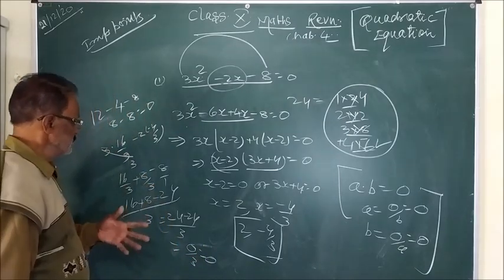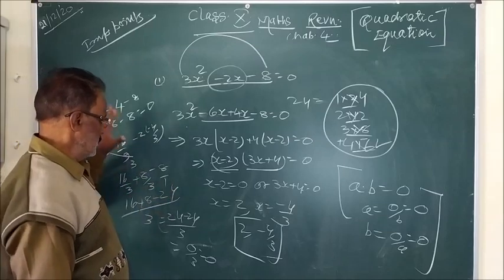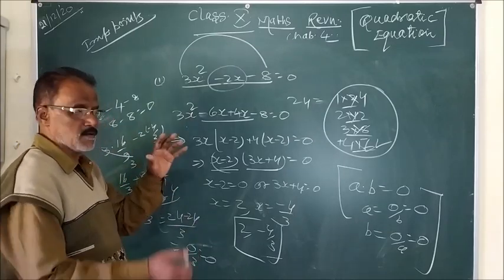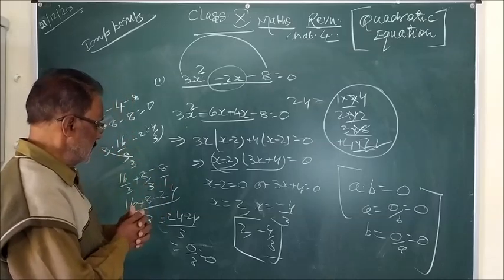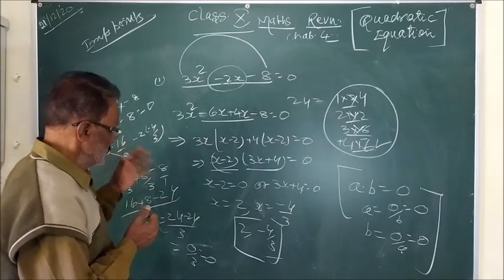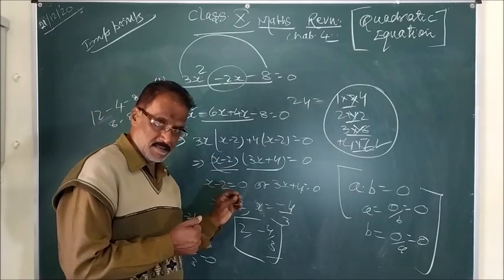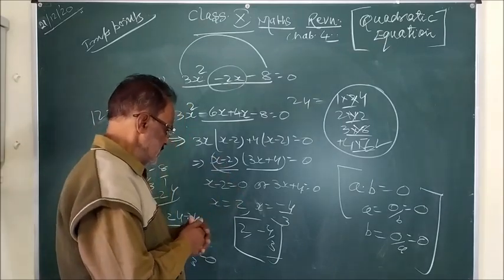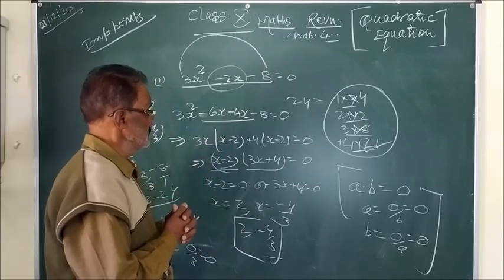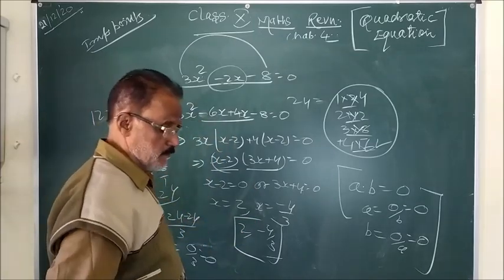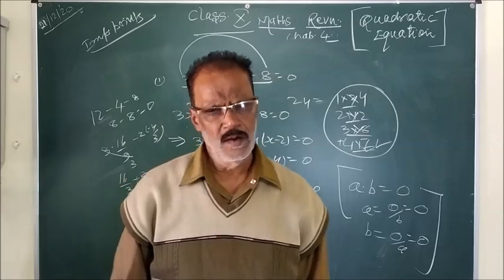What do you observe? We observe that on putting these values in the given quadratic equation, both conditions are satisfied, and therefore you are absolutely right in this particular question. These are the solutions, these are the roots of the equation, and this is called the factorization method.